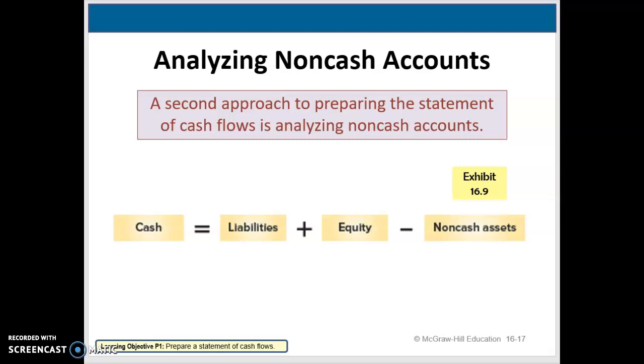So this slide uses the accounting equation to show the relation between the cash account and the non-cash balance sheet accounts. All right, in our next video, we will continue and look into the actual preparation of the cash flow statement.